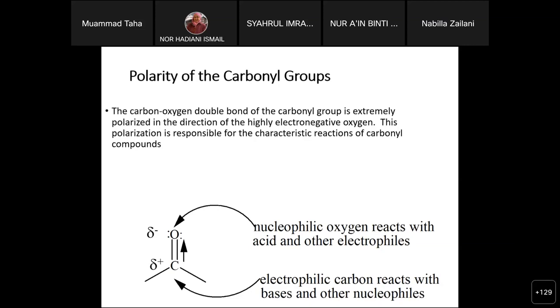Okay, so on the oxygen side, the nucleophilic oxygen reacts with the acid, because this is negatively charged, so it can only react with the positive charge. Electron deficient species, like the nucleophilic oxygen, can react with the acid because acid has only a proton. While the carbon can react with the electrophile, carbon reacts with the base and other nucleophiles. So attack of the nucleophile will always be on the carbon.